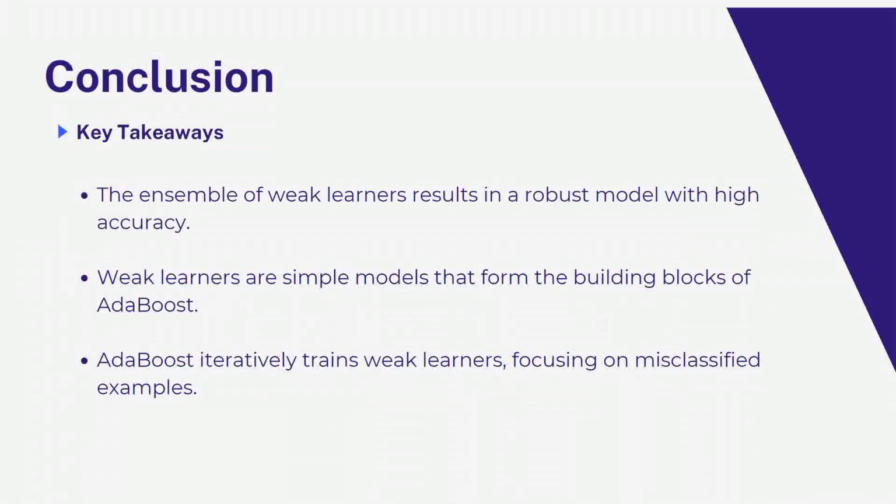So, coming to our conclusion, these are the major key takeaways. The ensemble of weak learners results in a robust model with high accuracy using the AdaBoost algorithm. Weak learners are simple models that form the building blocks for AdaBoost, and AdaBoost iteratively trains weak learners, focusing on misclassified examples. So here we can conclude that the AdaBoost algorithm can effectively be used to enhance weak learners into an ensemble model.